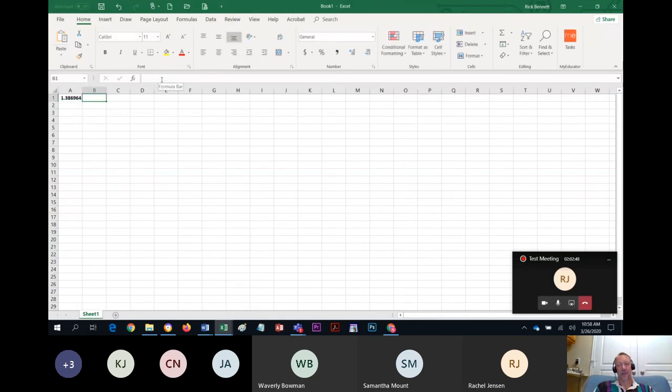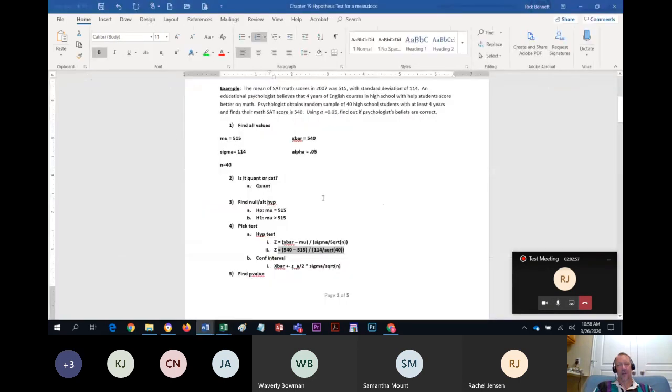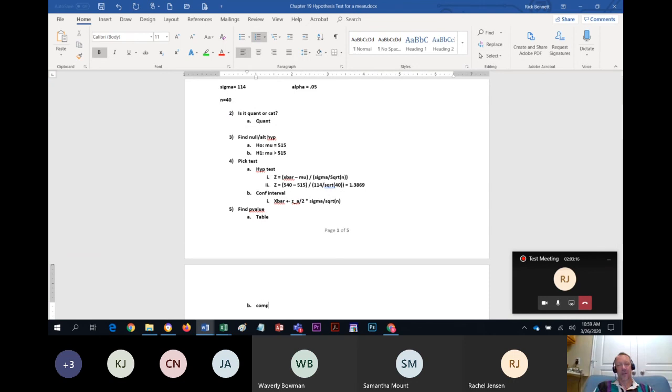Okay, so I got a z-score. That's my z-score of 1.3869, okay? So I've got my z-score. Now the next step is to find the p-value. There are two methods, with the table and with the computer. So how do I find the p-value?